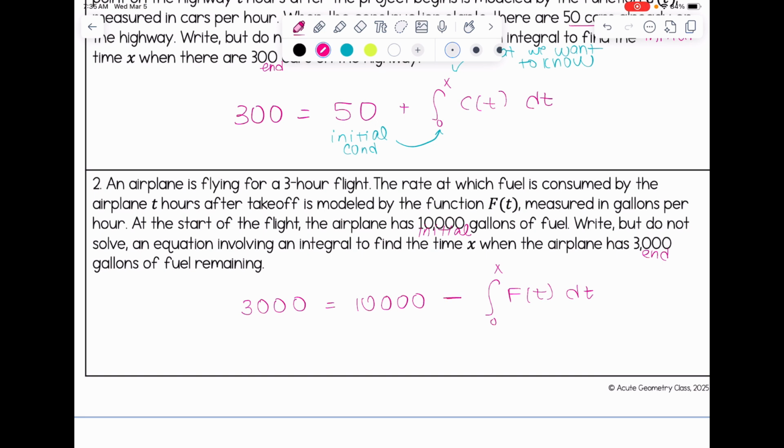We are starting with 10,000 gallons of fuel in this airplane, and it is losing fuel, right? We are using up the fuel, so it's decreasing. So we need to put a minus in there to represent that. If you take a look at those two answers for 1 and 2, in number 1, the number of cars was growing on the highway, so we had to put an addition sign in there. Whereas in number 2, the number of gallons of fuel is decreasing, so we have to put a subtraction sign.